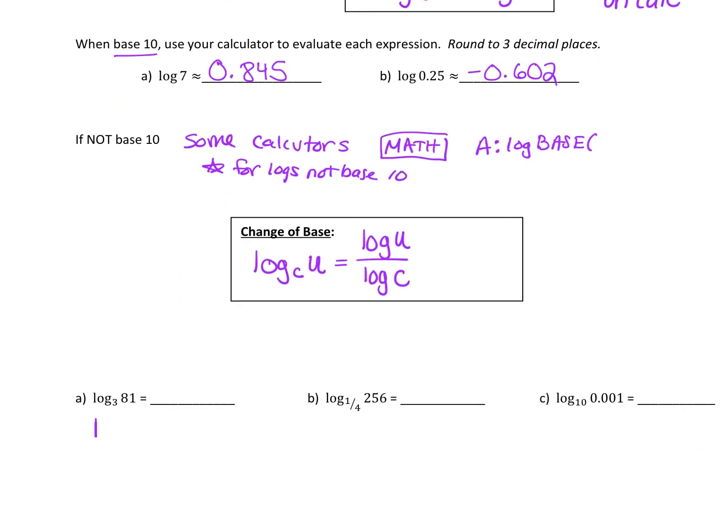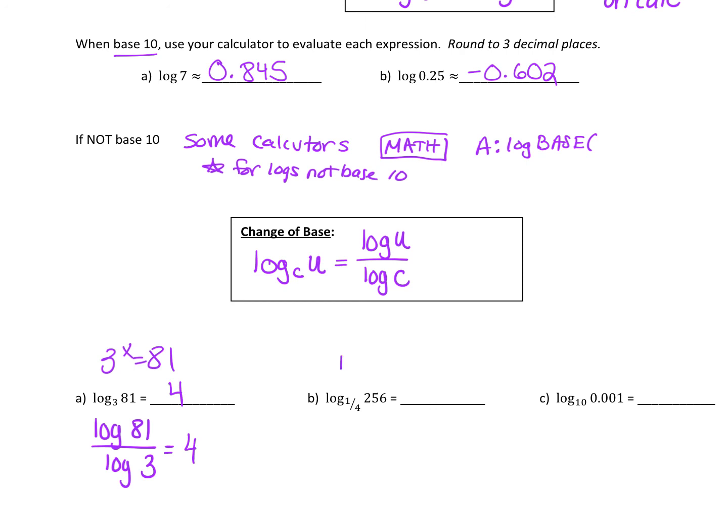So I would rewrite this as log base 10 of 81 divided by log base 10 of 3, and that's how I put that in my calculator. Now, this example, we don't need to put it in the calculator because I know 3 to some power is 81. Well, 3 to the 4th power is 81. But also, if you type this in your calculator, you would also get 4.